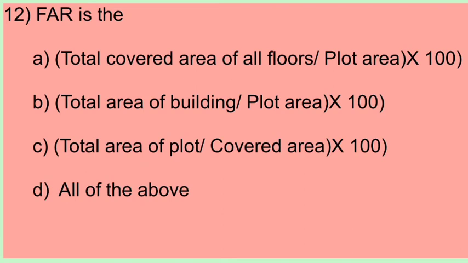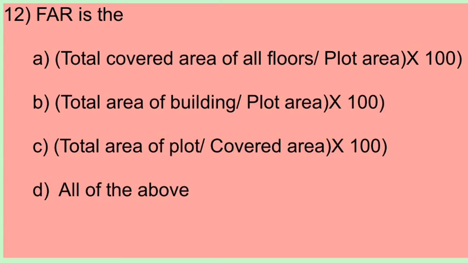And the answer is FAR, that is floor area ratio, is the total covered area of all the floors divided by area of the plot into 100. And if it is expressed in percentage, it is known as floor space index. Here FAR is the floor area ratio, that is total covered area on all the floors divided by area of the plot into 100.